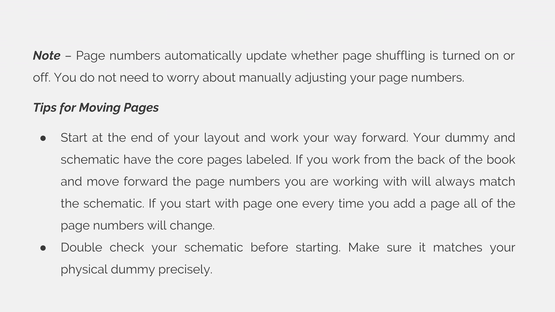Note, page numbers will automatically update whether page shuffling is turned on or off. You do not need to worry about manually adjusting your page numbers. And when we talk about pages shuffling, we're talking about the content on the pages shuffling up. Page 2, or the position of page 2, is always going to be page 2. If you insert a page in front of it, that becomes a new page 2, and then your old page 2 will flow backwards or shuffle downward to become page 3.